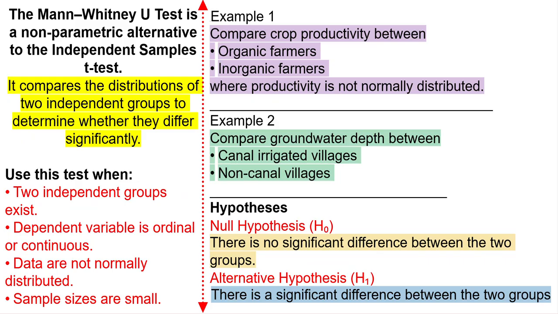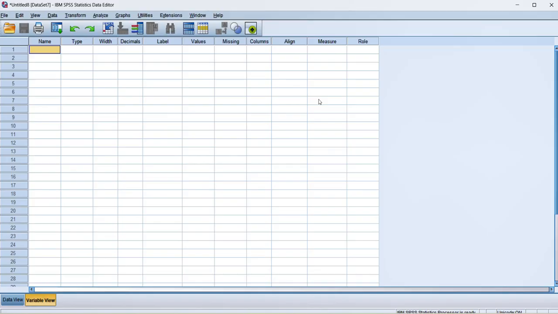Mann-Whitney U-test. Mann-Whitney U-test is a non-parametric alternative to the independent sample t-test. Keep in mind, when you have normally distributed data, you will use independent sample t-test. On the other hand, if your data has an outlier and is not normally distributed, in this case, you will use Mann-Whitney U-test. It compares the distribution of two independent groups to determine whether they differ significantly. So, to perform this, we will add data.